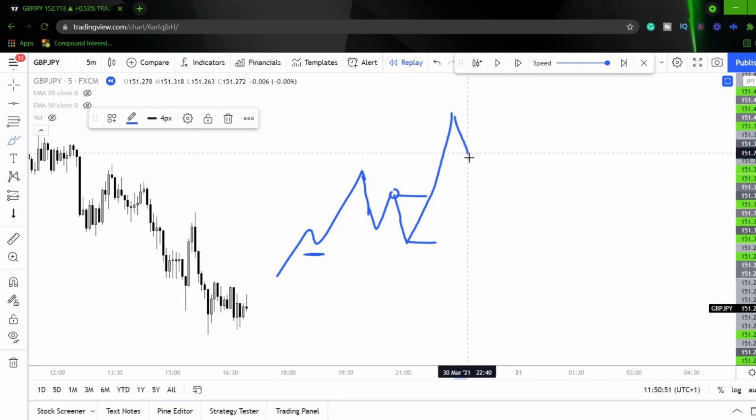So as price comes back down and starts pushing up, we're generating some more liquidity, and we tap down into this level.